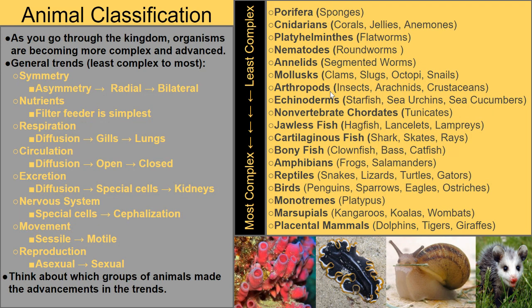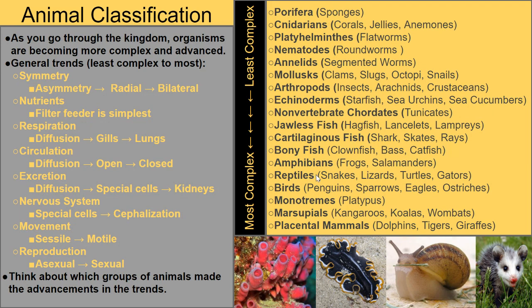Arthropods include insects, arachnids, and crustaceans. Echinoderms are starfish, sea urchins, and sea cucumbers. Nonvertebrate chordates are tunicates. Jawless fish are hagfish, lancelets, and lampreys. Cartilaginous fish are things like sharks, skates, and rays. Bony fish include clownfish, bass, catfish, and many other types of fish you might think of. Amphibians are born in the water and then live on land and go back to the water to lay eggs. Those are frogs and salamanders.